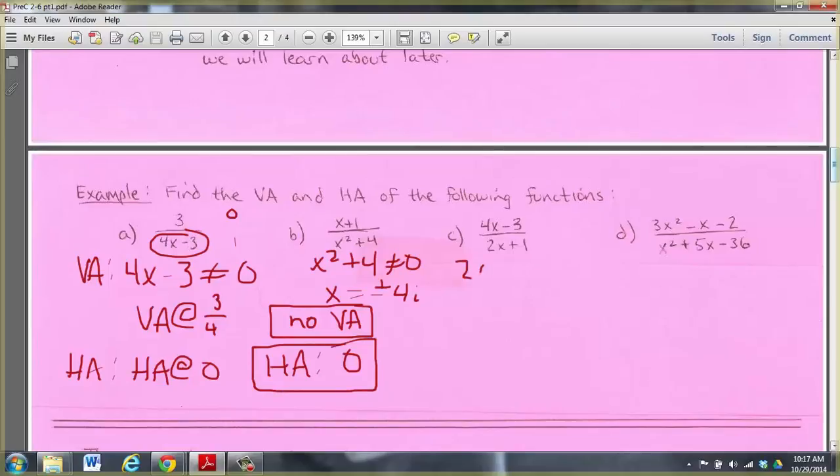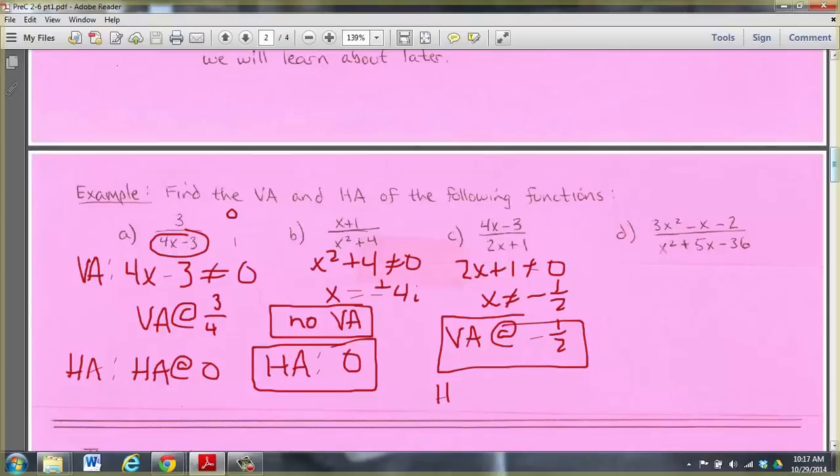C, 2x plus 1 cannot equal 0, which means x cannot equal negative 1/2. Vertical asymptote at negative 1/2. The power on top is 1, the power on bottom is 1. Okay, if the powers are the same, then it's a ratio of the coefficients, which in this case would be 4 over 2, which is 2.